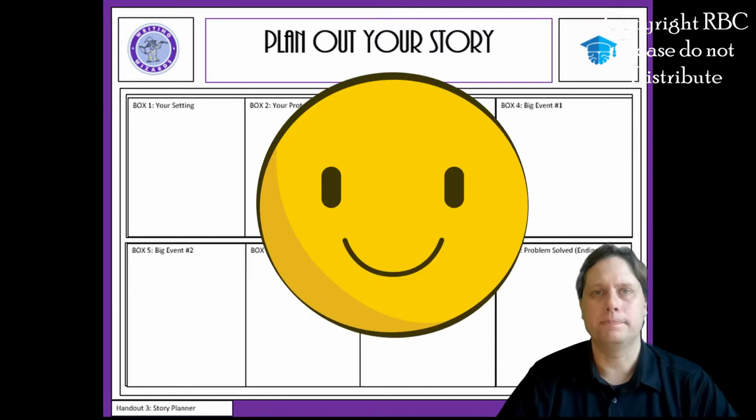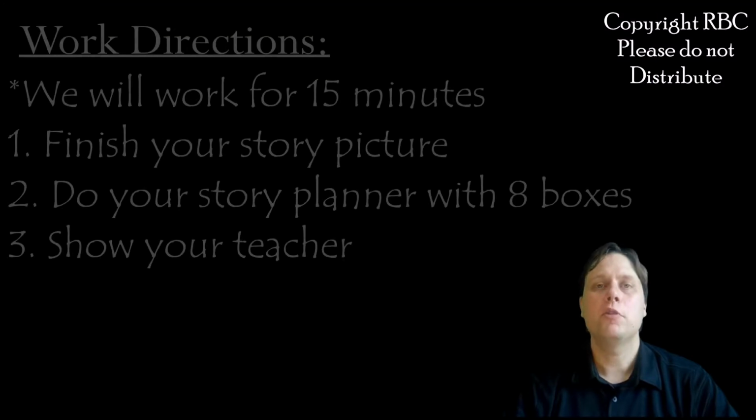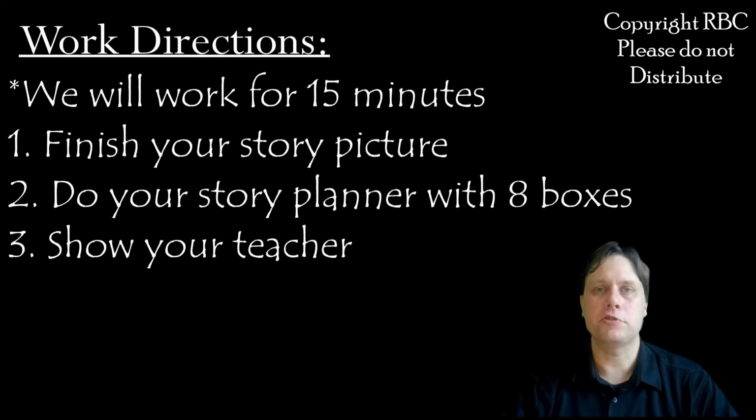Nice going, Joe. Now for the next 15 minutes or so, we're going to finish our story world pictures, and then we're going to start on our planners with the 8 boxes. Don't forget to make each of those 8 boxes really interesting. Like I tried to think about funny things that could happen to Joe, like the trampoline and the police bird and so forth, to make each box in my planner interesting and fun. Once you're done with your planner, you're going to show it to your teacher, and your teacher will probably have some comments and things that they want you to go back and add, or maybe a part that they want you to make more interesting. So they'll look over your planner.